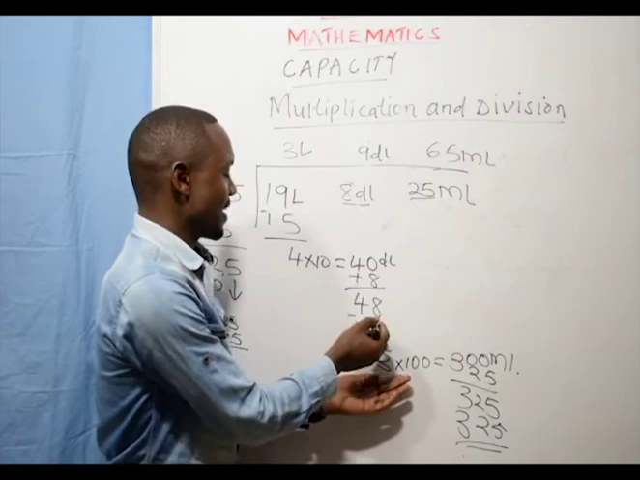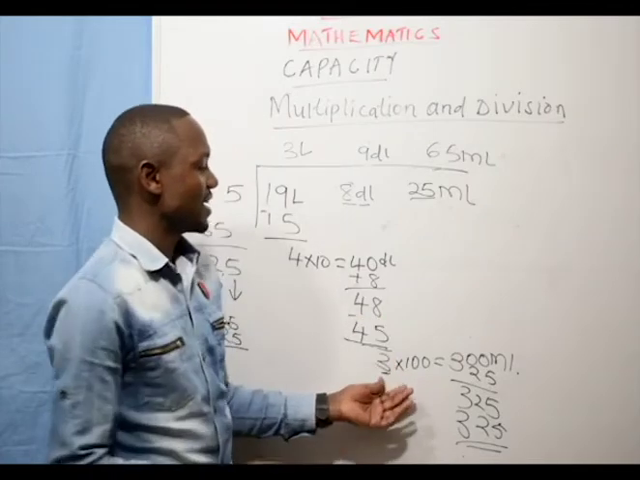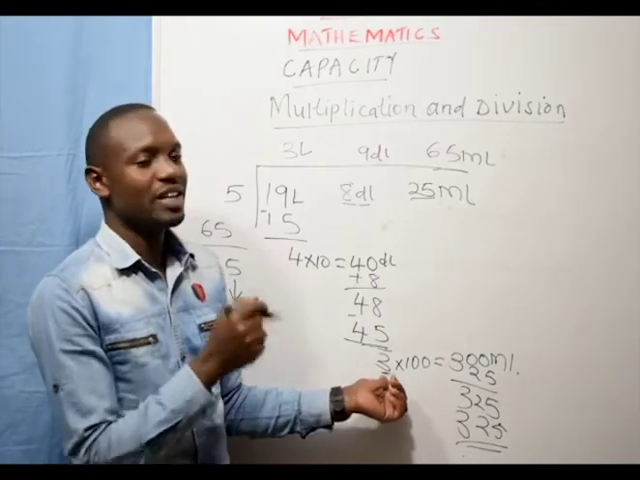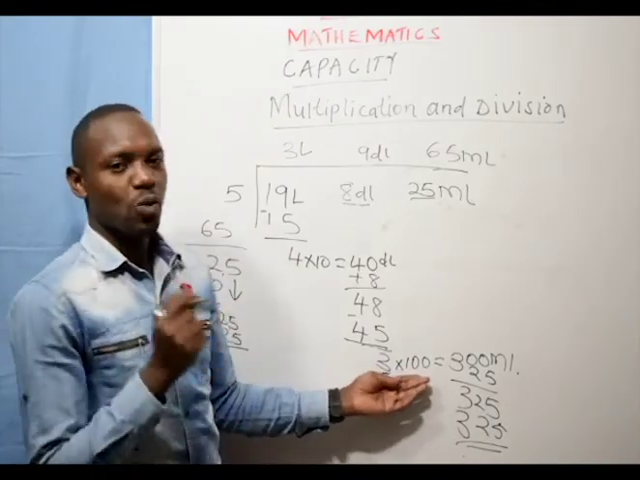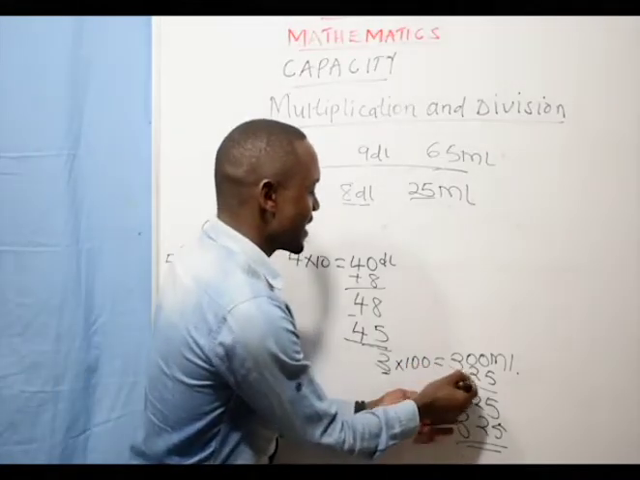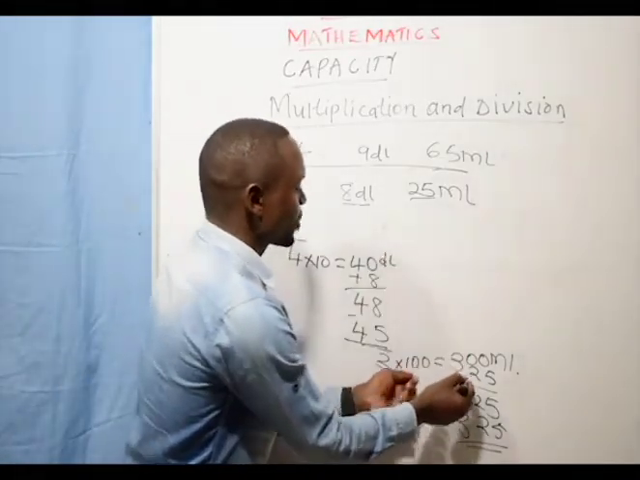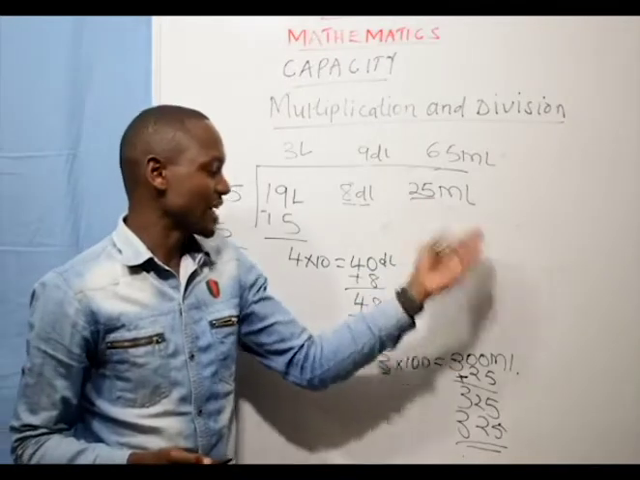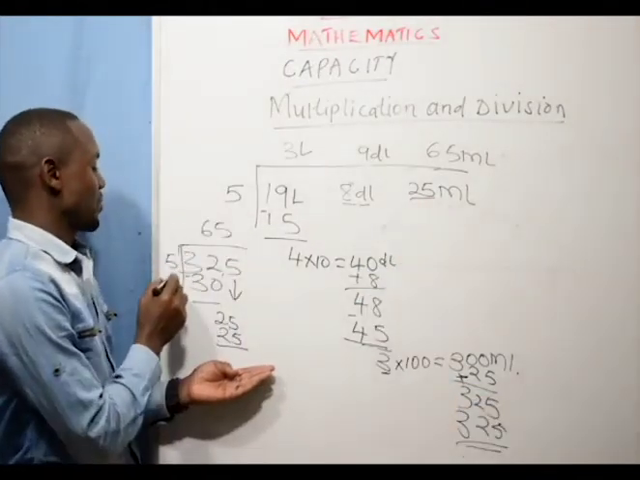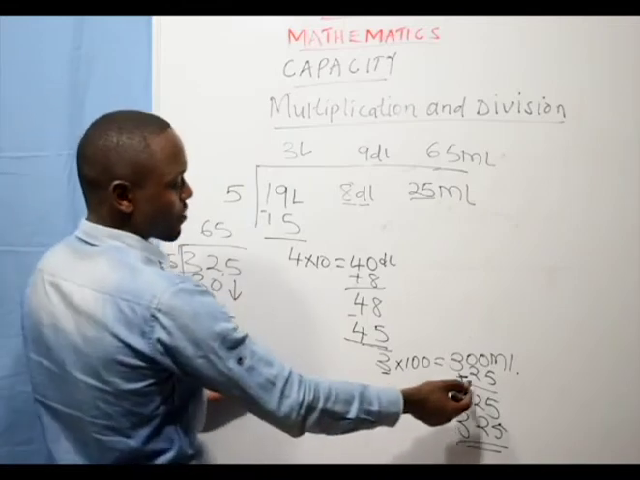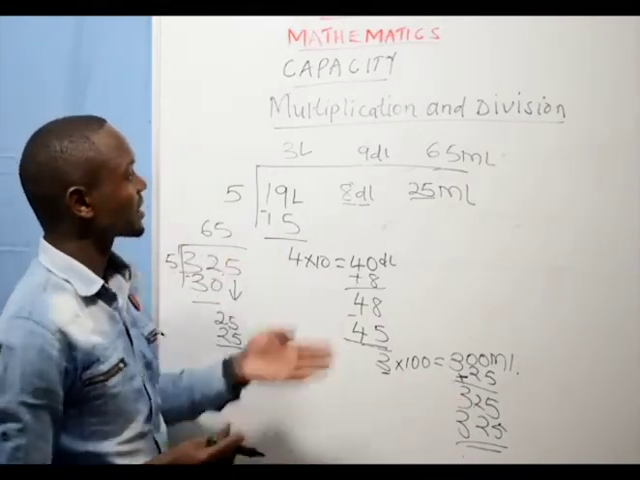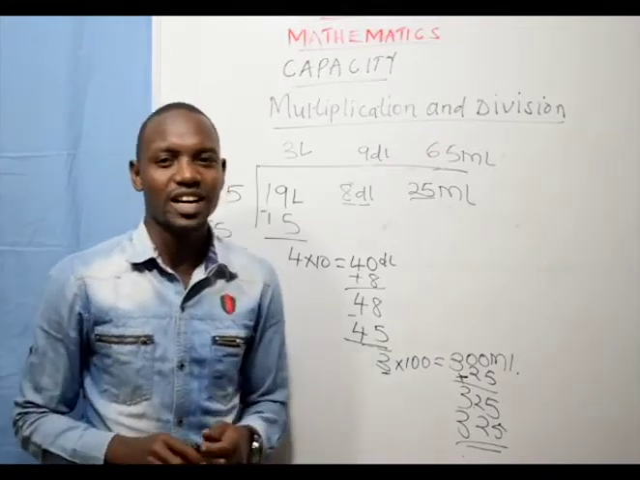Subtract from 48, you get 3. So these are 3 deciliters. Convert those 3 deciliters to milliliters by multiplying by 100. Then after multiplying, add the 25 which was on the milliliters side, so that you get 325. That is now what we've done on this side. We have divided 325 milliliters by 5 to get 65. And that is how we work out multiplication and division.